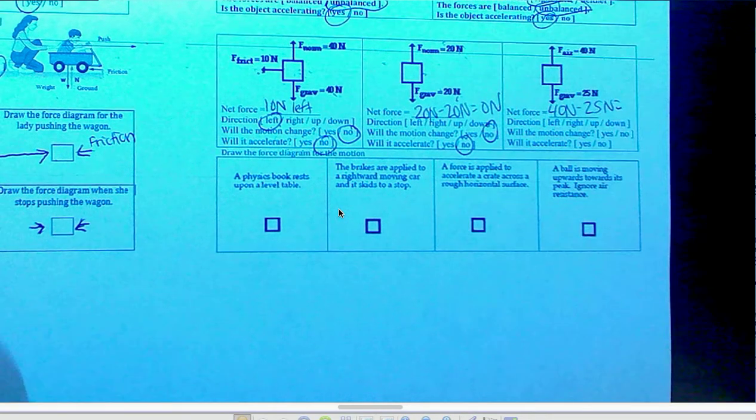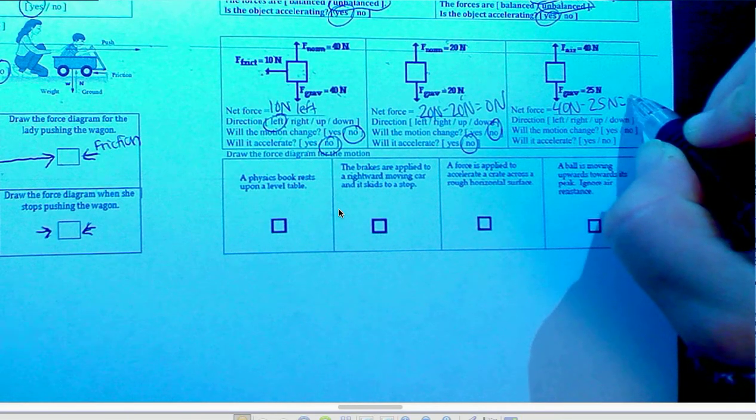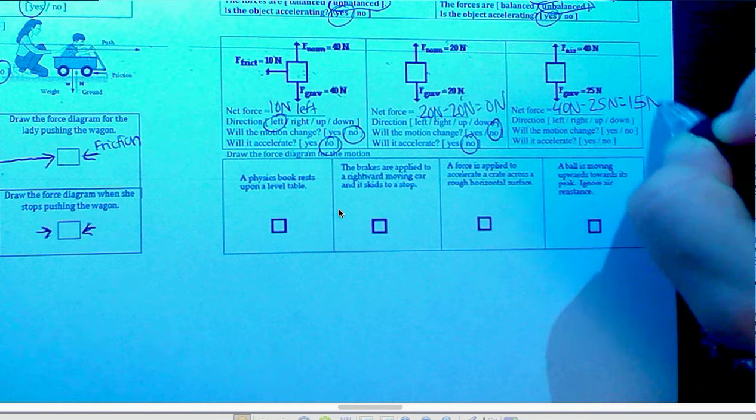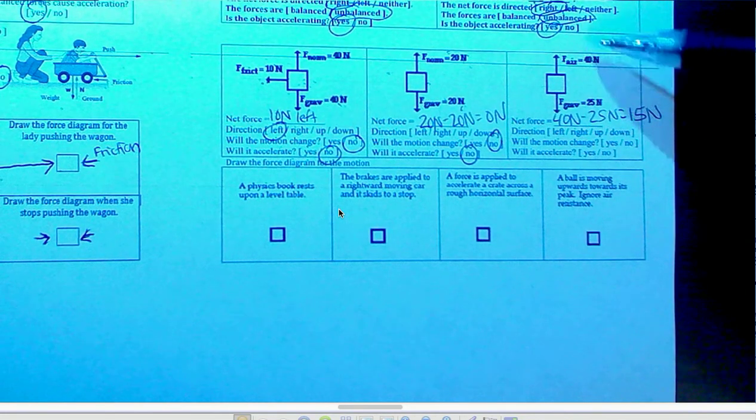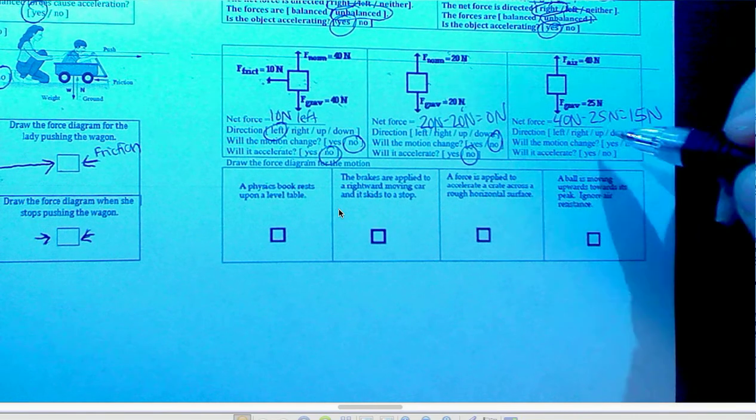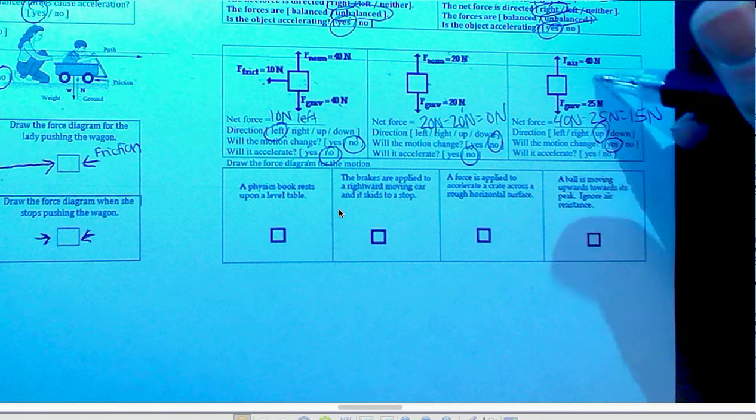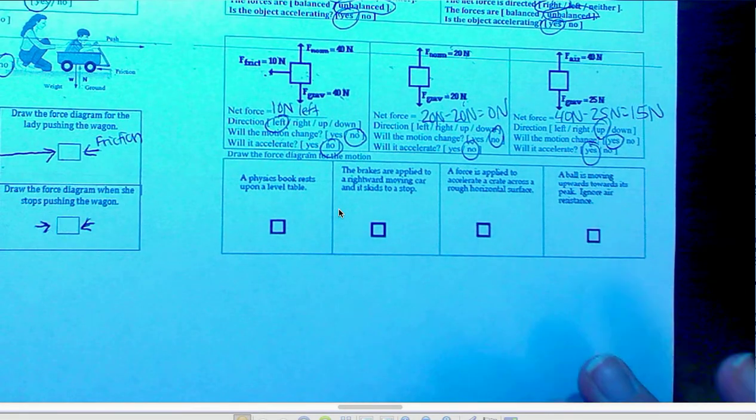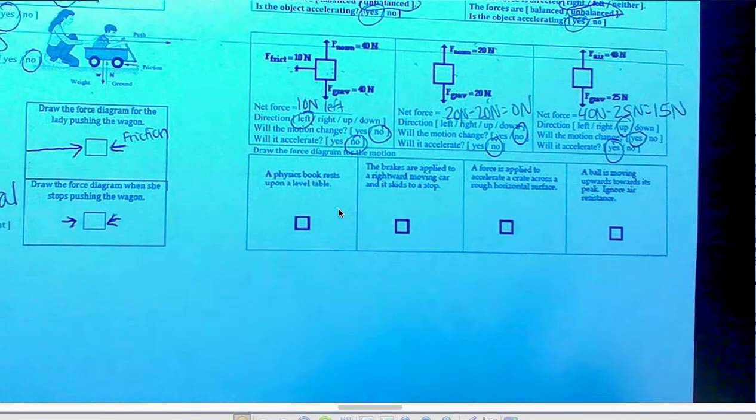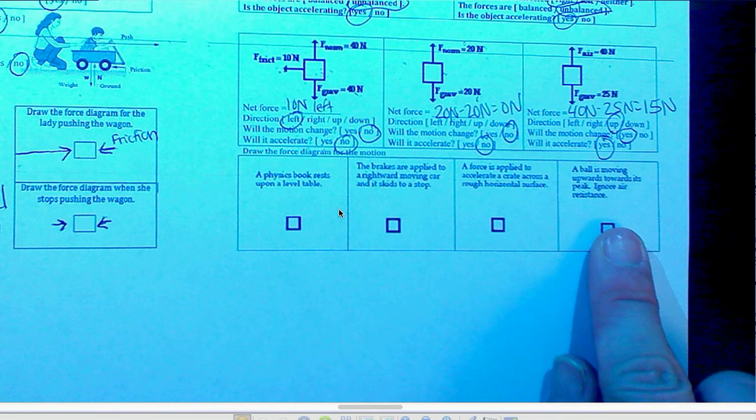All right. Here we have 40 newtons and 25 newtons. They're working against each other, so we're going to subtract. We should get 15 newtons. Okay. Our 40 newtons are obviously stronger than our 25 newtons, so we're going to be going up. Yes, our motion is going to change. Are we going to accelerate? Yes, because we're changing our motion.